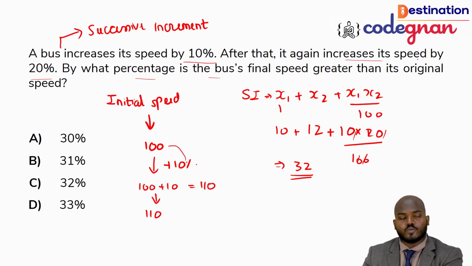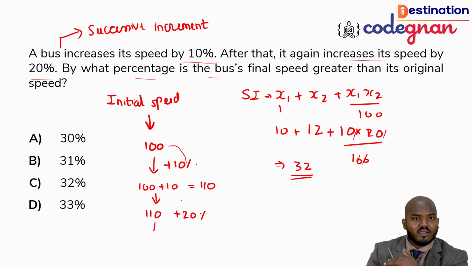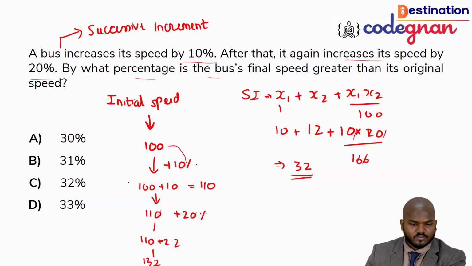Again, the speed is increased by 20 percentage. So 20 percentage of 110 means what? You shouldn't take 20 percentage of 100. After that, it is 110. That is what we call a successive increment. After the speed of 110, the 20 percentage means what? That is the question. So 20 percentage means the 0 gets cancelled. Then 110 plus 22 gives 132 here. You see this one, the point is very clear.